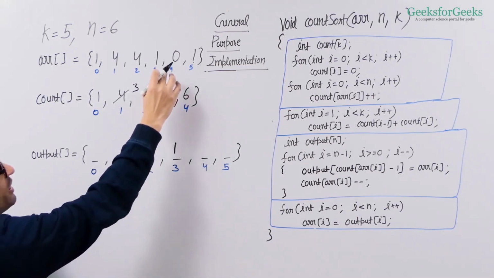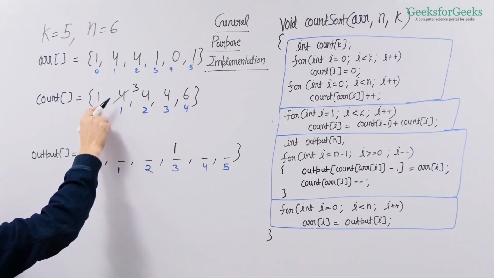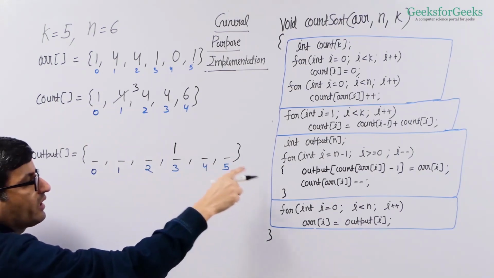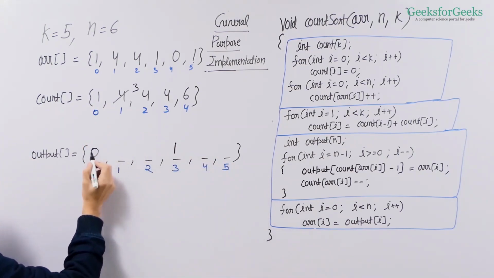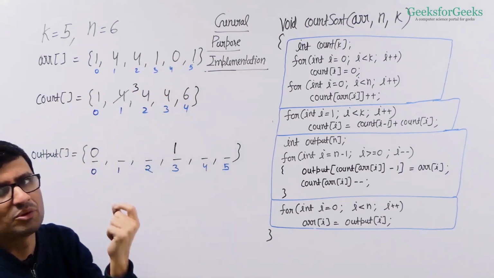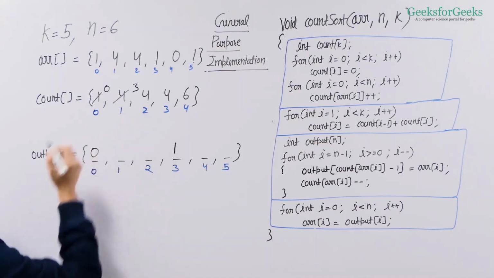Now we go to the next element, 0, and 0's count value is 1. It means there is only one element which is smaller than or equal to 0. So we use this 1, subtract 1 from it, and we put 0 here. Basically this 1 tells you the position of 0 is the first position in the output array. And we reduce this count to 0.